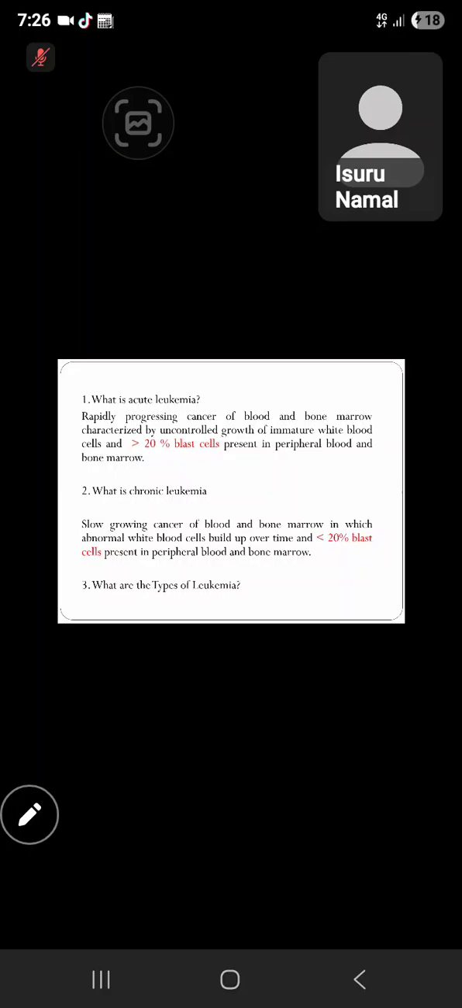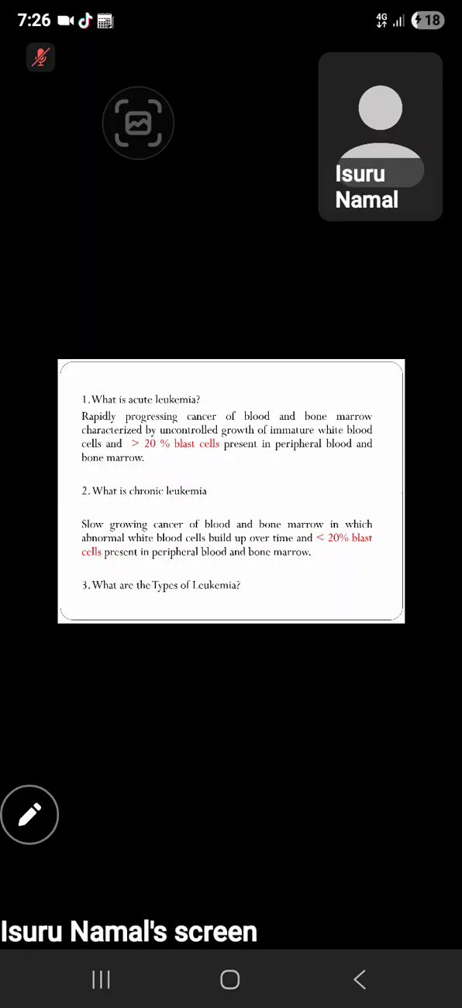When we consider chronic leukemia, leukemia can be divided into two phases, as we know: acute leukemia and chronic leukemia. Then what is chronic leukemia? A slow-growing cancer of blood and bone marrow in which abnormal white blood cells build up over time.